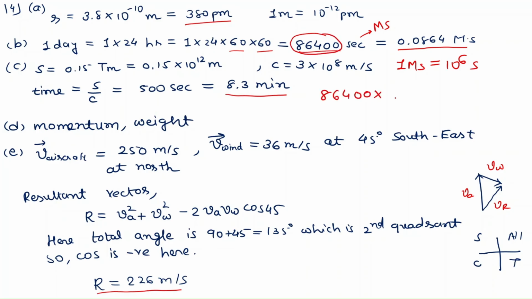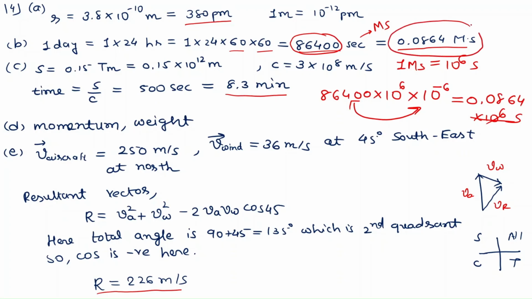So write it like this. You multiply by 10 to the minus 6, and now multiply by these two factors. If you multiply 10 to the minus 6 with this quantity, you will be left with 0.864 into 10 to the power 5 seconds. You have to convert into megaseconds, so you eliminate this and we get this quantity, 0.0864 megaseconds.